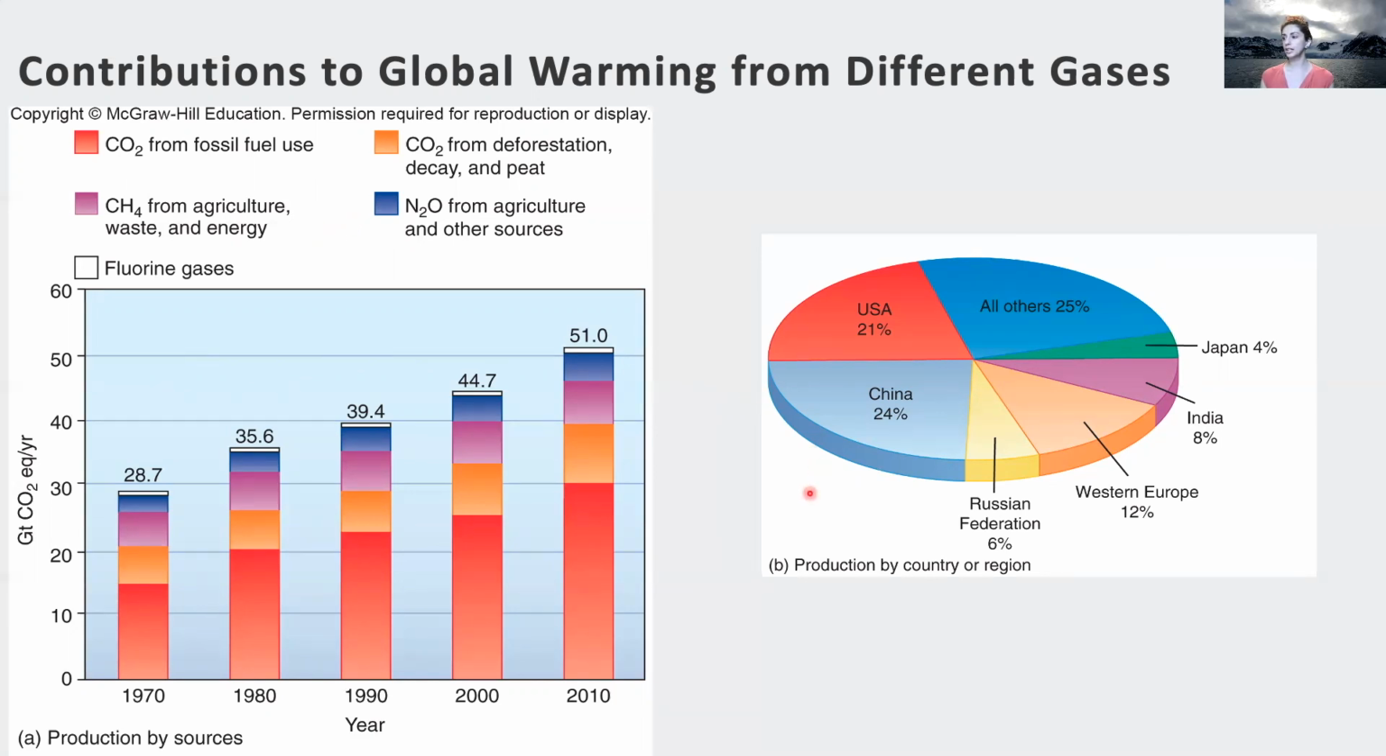We can also look at who is making these emissions. And we have the US at 21%. We have China just above the US at 24%. And then all others, aside from Japan, India, Western Europe, and the Russian Federation, make up an entire quarter.